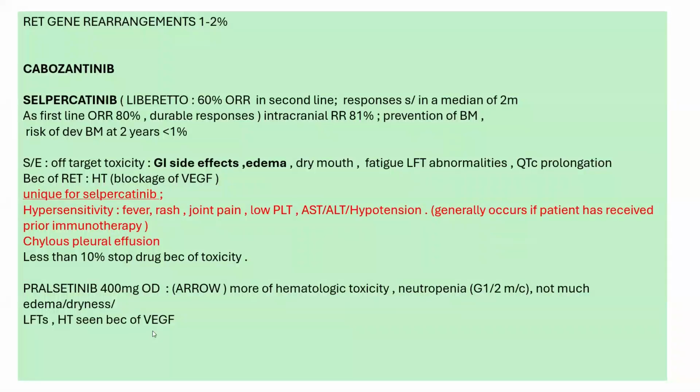The best part is that the responses are quite durable. Intracranial response rates of around 80% are also seen. Not only that, it also prevents the development of further brain metastasis. The major side effects of selpercatinib and pralsetinib are all because of off-target toxicity. This will be in the form of GI side effects, nausea, vomiting, diarrhea, edema, dryness of the mouth, fatigue, LFT abnormalities, and QTc prolongation.